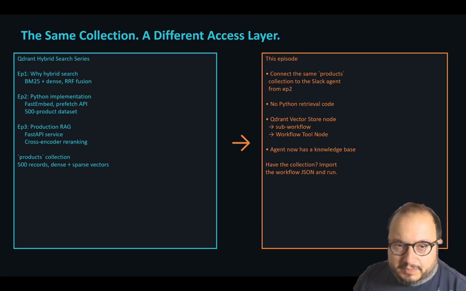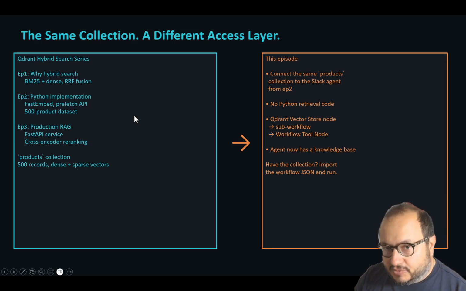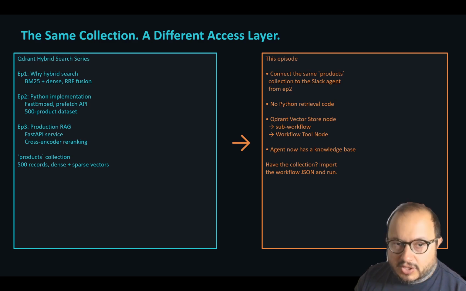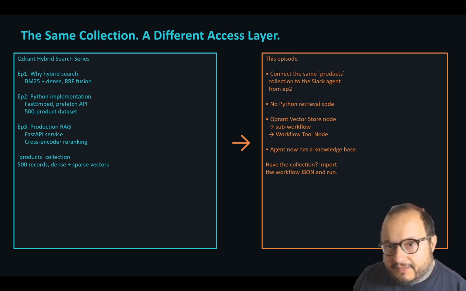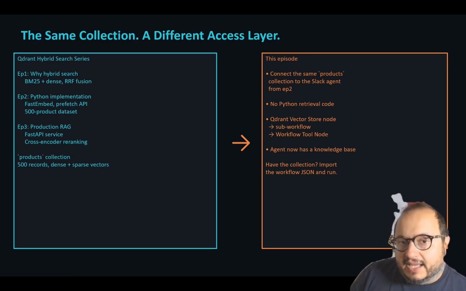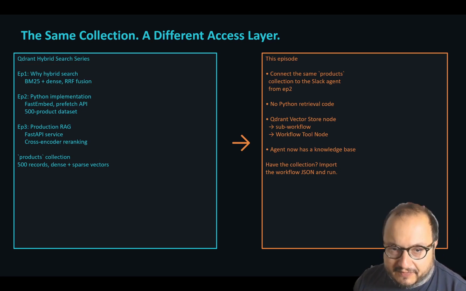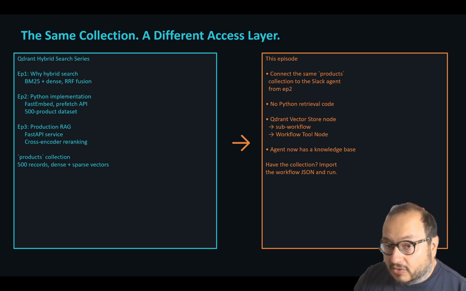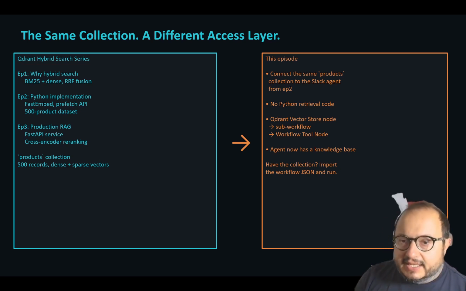Let me show you the bridge between the two series. On the left hand side, the Qdrant Hybrid Search series, 3 episodes. Episode 1 covered why hybrid search, the failure modes of dense only, how BM25 catches exact identifier queries, and how RRF Fusion combines the 2 rank lists. Episode 2 was the Python implementation, like FastEmbed for BM25, sparse vectors, the prefetch API, 500 product records indexed. Episode 3 was the production FastAPI service, cross-encoder reranking, latency tracking, the full retrieval pipeline.